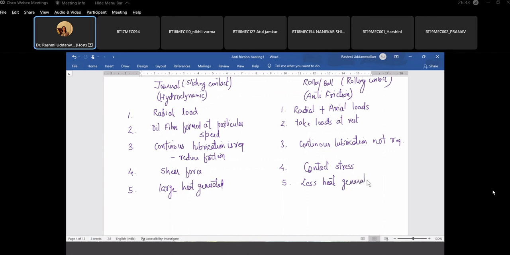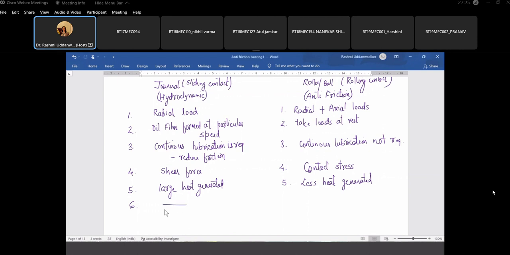What else? Can you talk about space? Which bearing will take less space and which will take more space? Anybody can comment on the space? Manas, ball bearing will take less space. Journal bearing will take more space. Anybody? Roller will take more space.